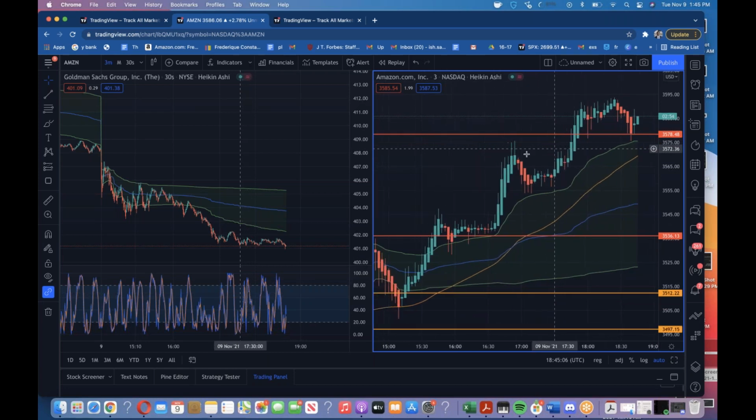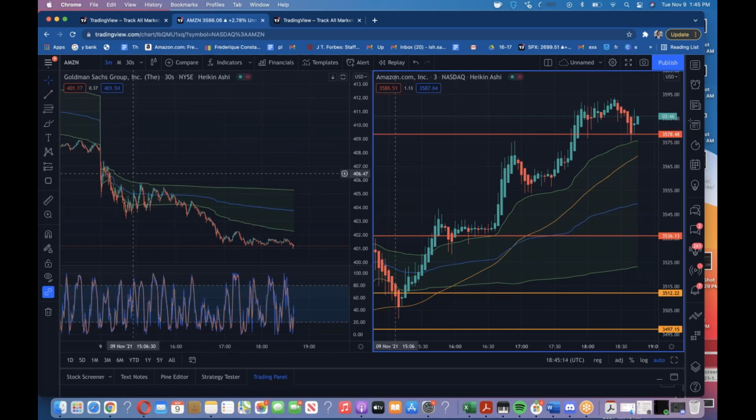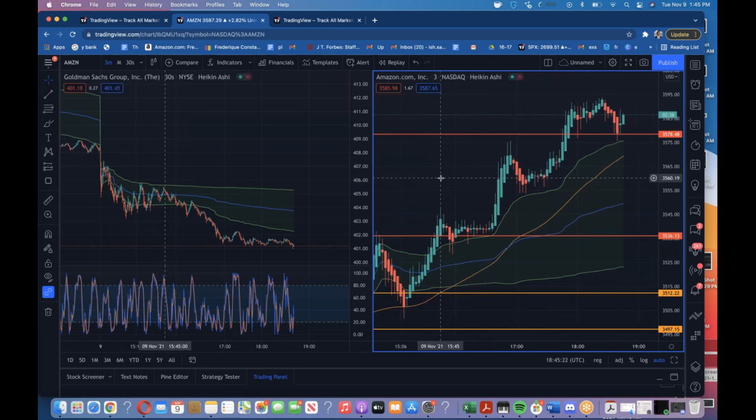So obviously you can see there are two stark differences between the charts. One is going to be red, and one is going to be green. But it's very clear here that GS, or Goldman Sachs, is at LOD, or low of day, and Amazon here is at HOD, or high of day.